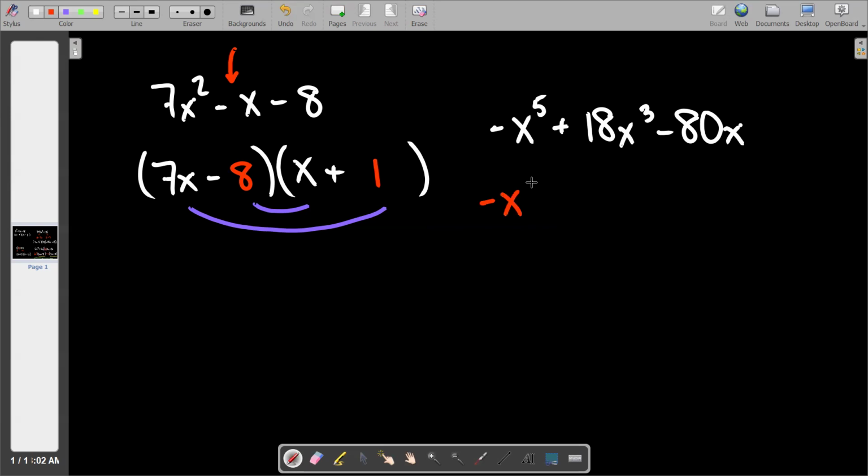Because there's a negative up front. There's a negative at the beginning. You pull out a negative. And why did I pull out an X? Well, because I could, right? If they all have something to give, take it. And then what will expose itself is the actual math problem.